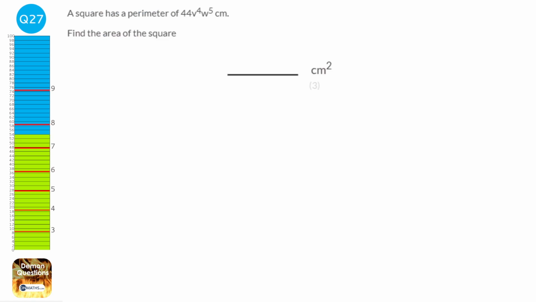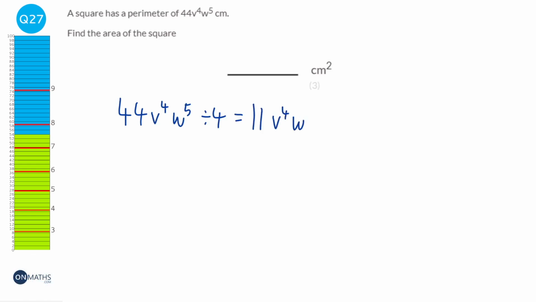So we need to first of all work out what the length of the side of the square is. And to do that, what we do is we get the 44v to the power 4, w to the power 5, and we just divide it by 4. And to do that, all we need to do is just divide the coefficient by 4. So it'd be 11v to the power 4 w to the power 5.